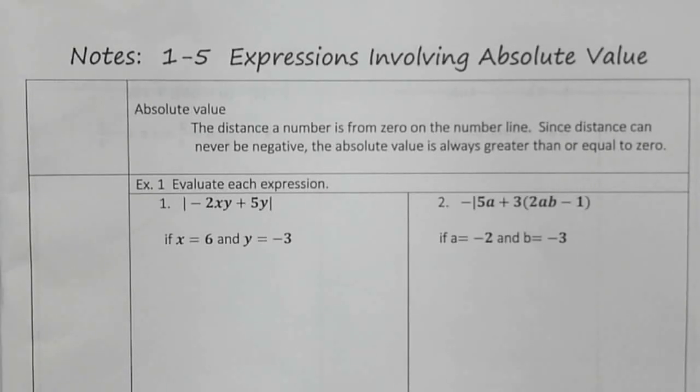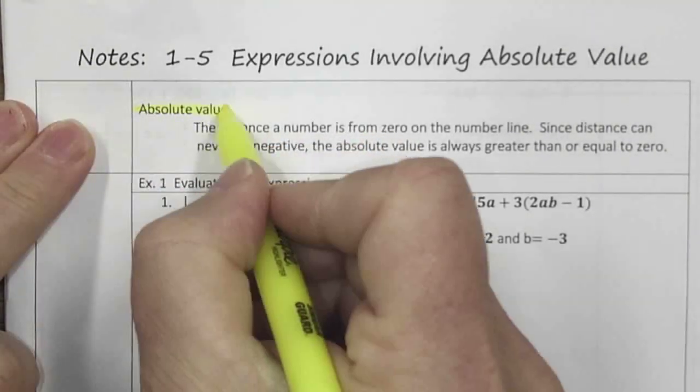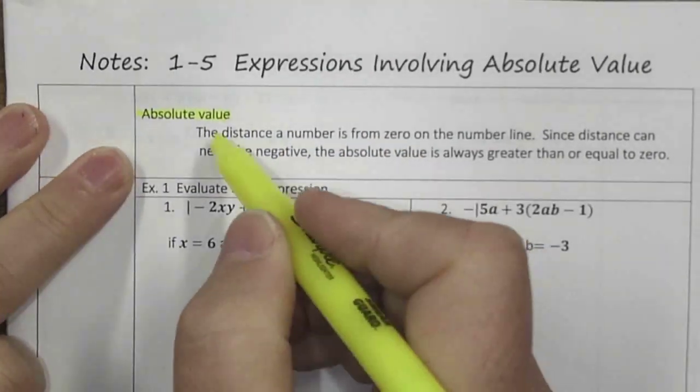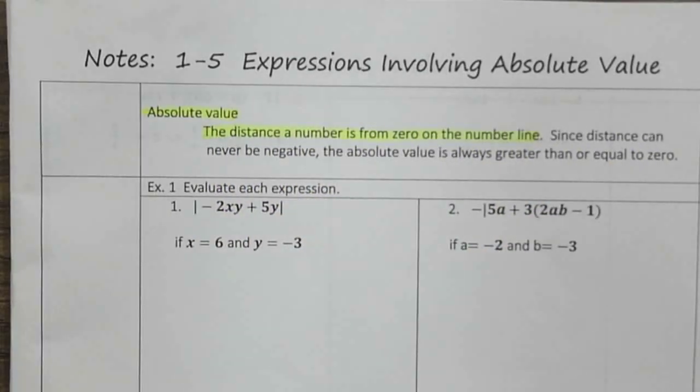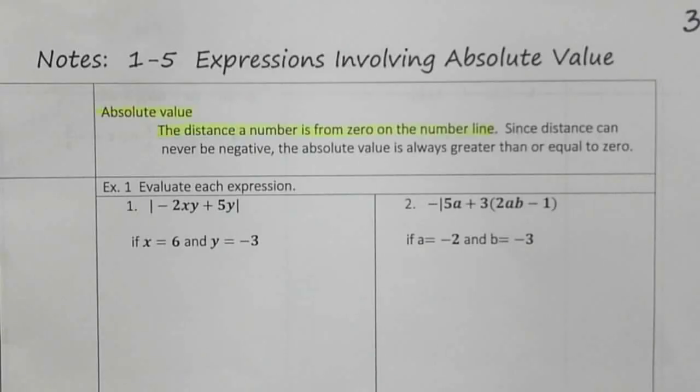All right, dealing with absolute value. Okay, and right on top you see we have a kind of a definition. I don't know if it's perfect, but it works pretty well. Distance a number is from 0. And so when you're thinking about distance, well, distance is always positive.